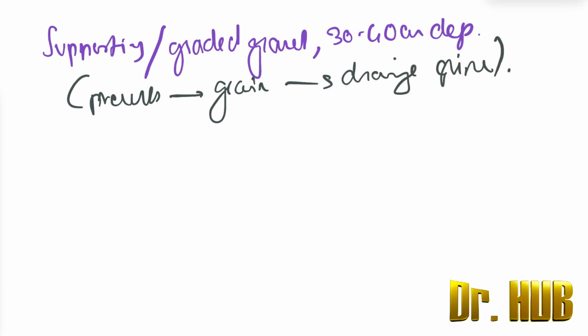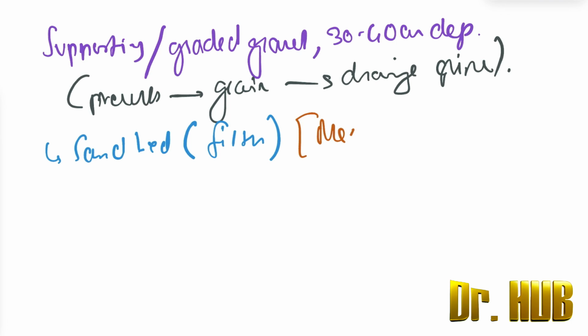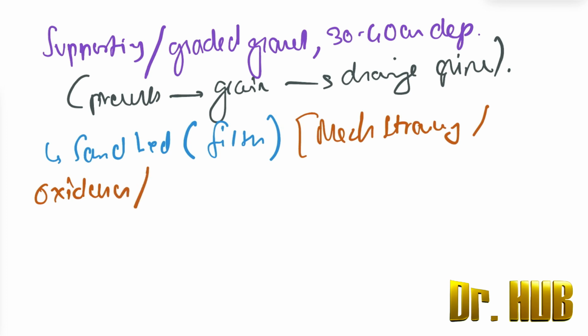The sand bed filters the water as it percolates slowly through it, through processes like mechanical straining, oxidation, sedimentation, and adsorption.